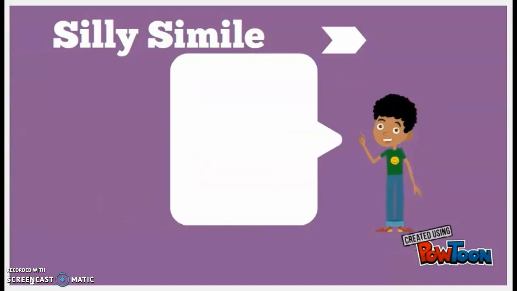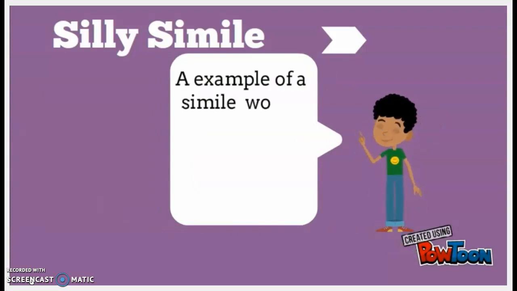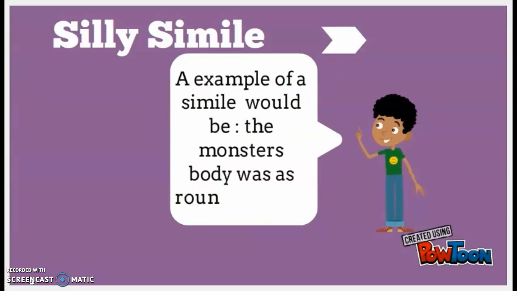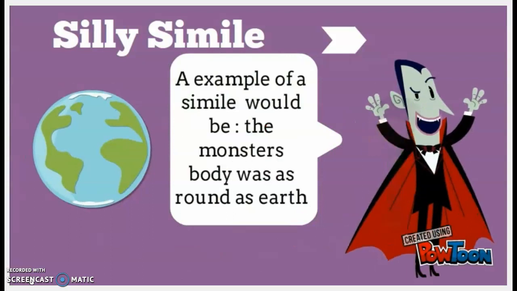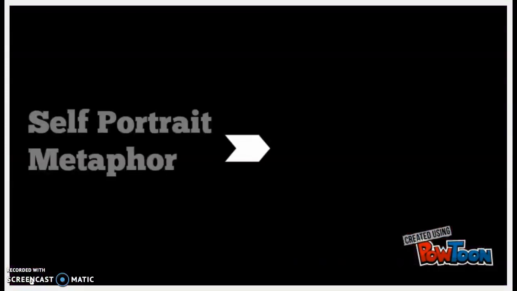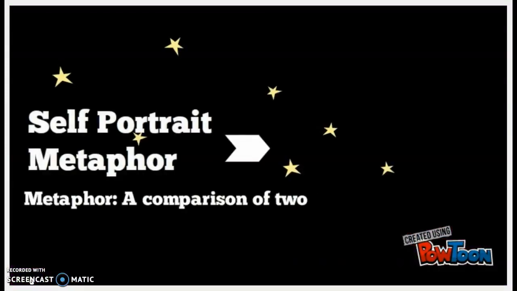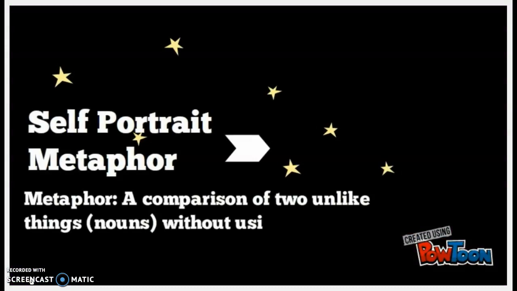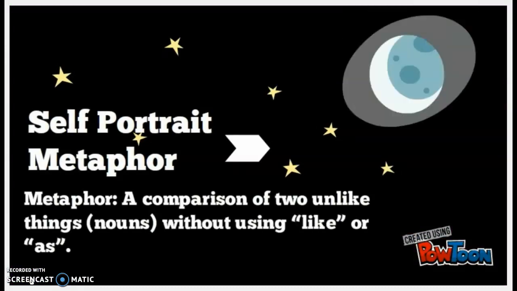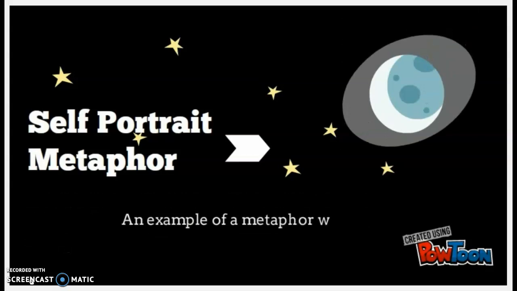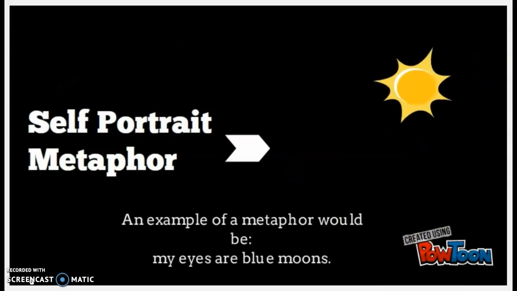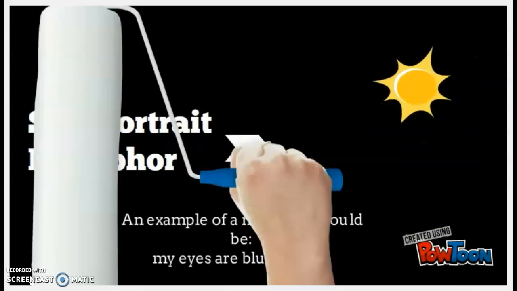So an example of this would be, the monster's body was as round as Earth. Then we have metaphors. Okay, metaphors, it's just like a simile, comparing two things without using like or as, right? So we could say, my eyes are blue moons shining in the night. Okay, they are blue moons, not like. When it's a metaphor, we do not use the word like.